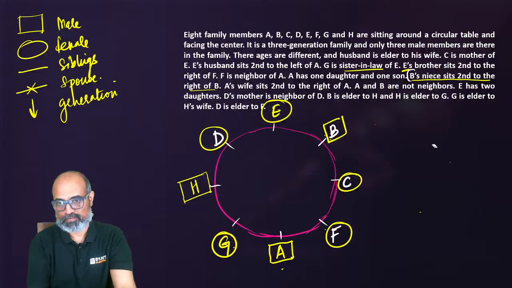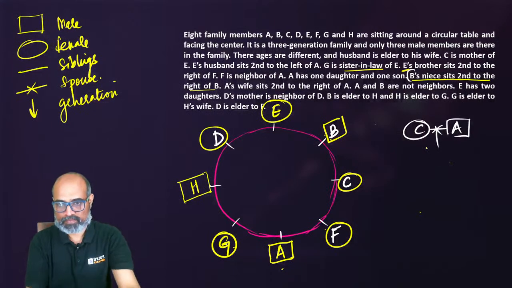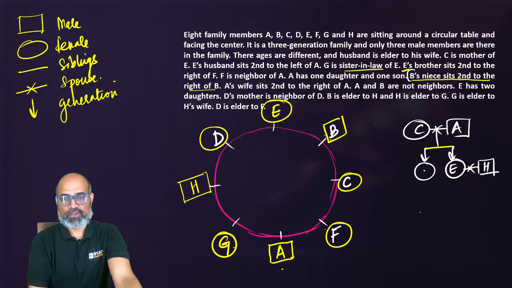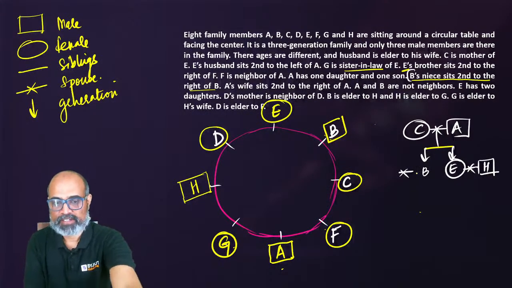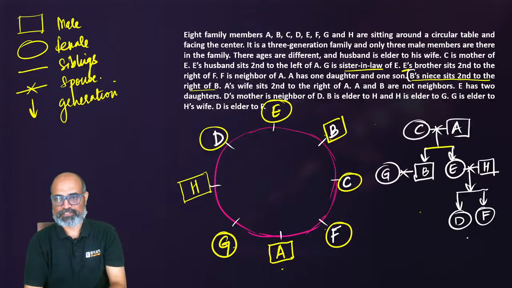So I'm going to redraw the family tree. C is married to A. C and A, they have 2 children. Let's bring them closer. So they have 2 children. One is E, a girl who is married to H, and a boy who is B, who is married to, so boy is male, right? Who is married to G. E and H, they have 2 daughters, D and F, where D is elder than F.